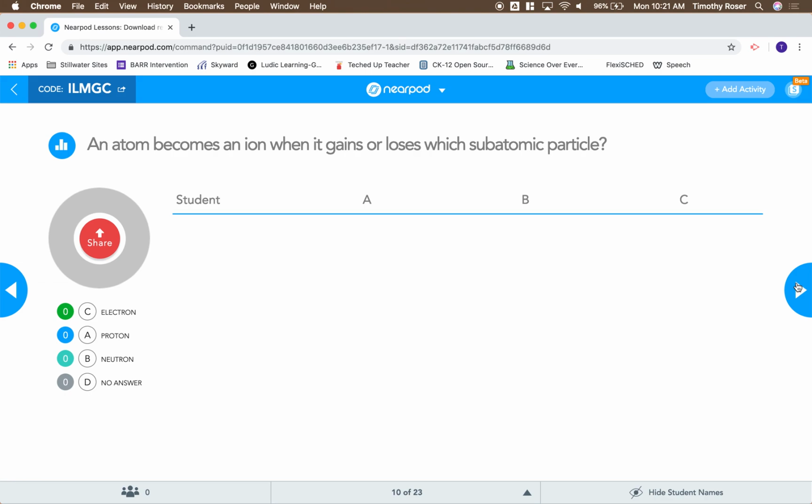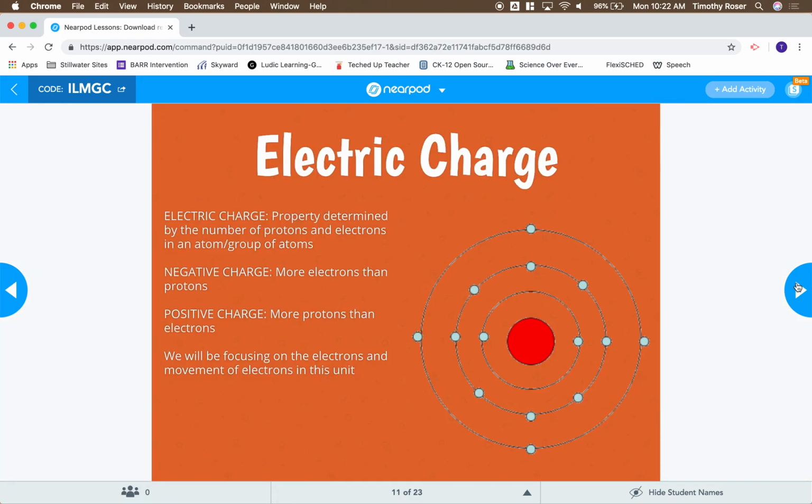So, quick poll. An atom becomes an ion when it gains or loses which subatomic particle? Go ahead and pause and enter your answer. Atoms become charged when they gain or lose electrons.